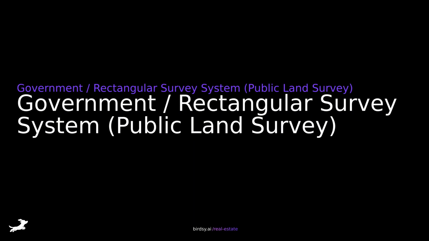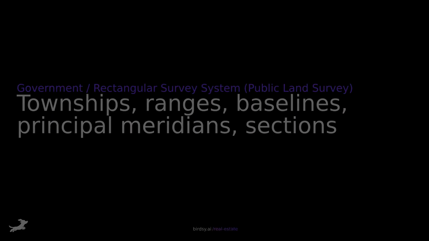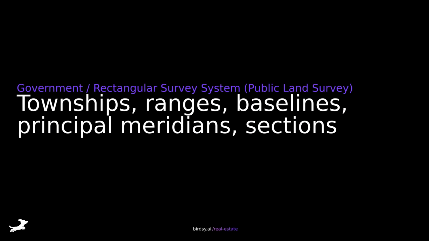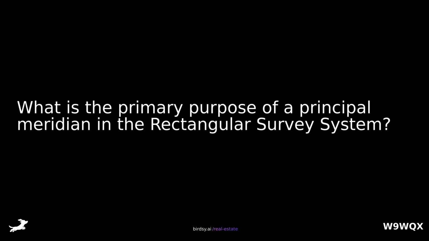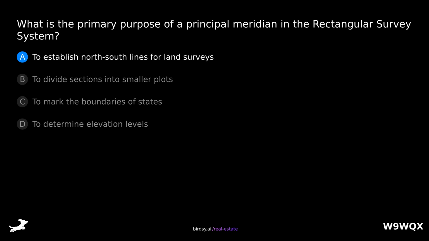Government Rectangular Survey System, Public Land Survey. Townships, ranges, baselines, principal meridians, sections. What is the primary purpose of a principal meridian in the rectangular survey system? Is it A, to establish north-south lines for land surveys? B, to divide sections into smaller plots? C, to mark the boundaries of states? Or D, to determine elevation levels? The answer is A, to establish north-south lines for land surveys.